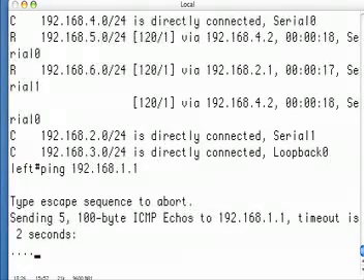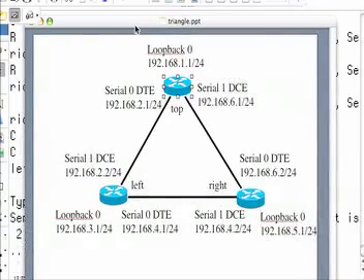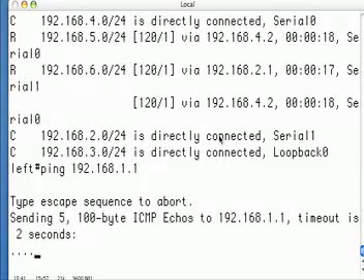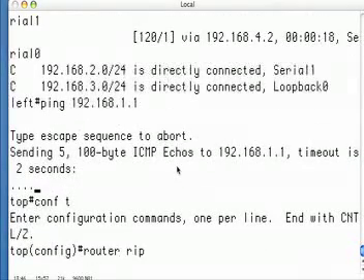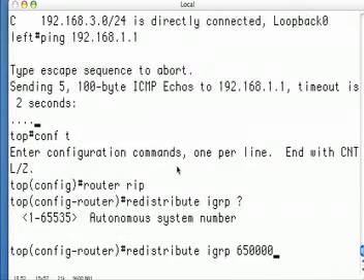Let's continue our change since we're learning about redistribution, and that's the problem. We're not redistributing. We're doing ships in the night routing. We have IGRP enabled up here. We need to get that route into RIP, and we need to get our RIP routes into IGRP. So let's start. conf t, router RIP, redistribute IGRP 65000. So you need to redistribute from, so I'm in the RIP protocol.